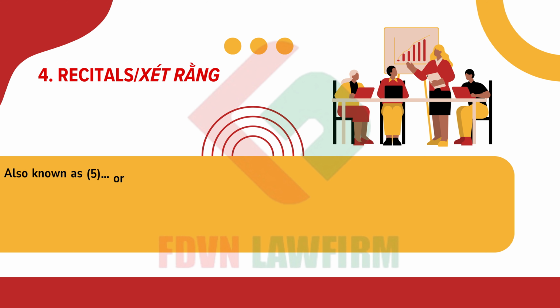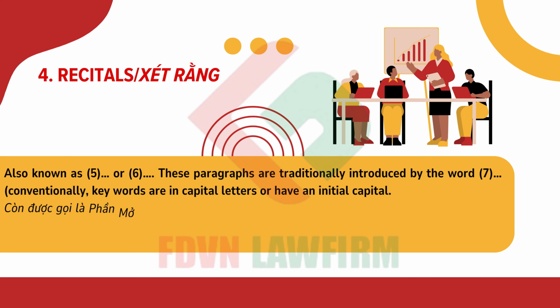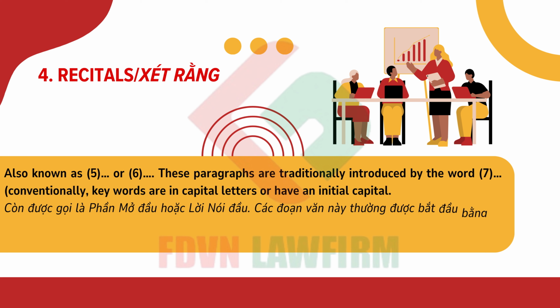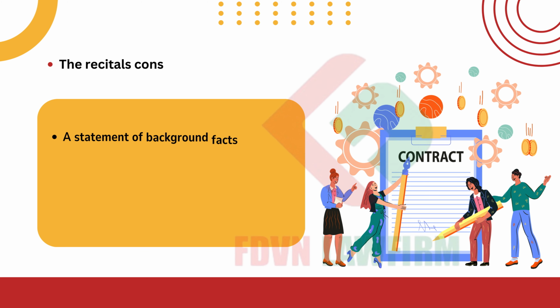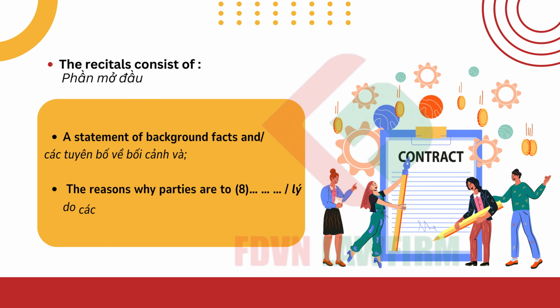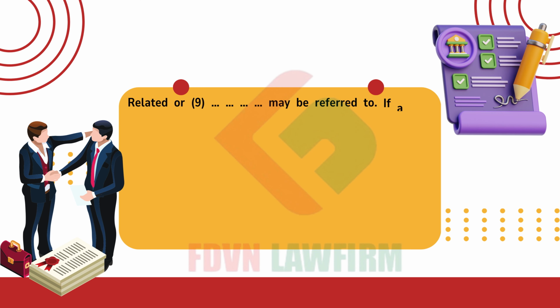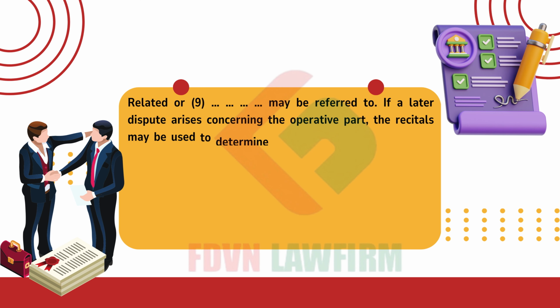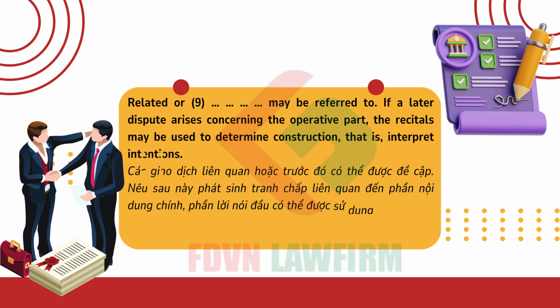4. Recitals, also known as background or preamble. These paragraphs are traditionally introduced by the word "whereas." Conventionally, key words are in capital letters or have an initial capital. A statement of background facts and the reasons why parties are to enter into the contract. Related or preceding transactions may be referred to. If a later dispute arises concerning the operative part, the recitals may be used to determine construction, that is, interpret intentions.